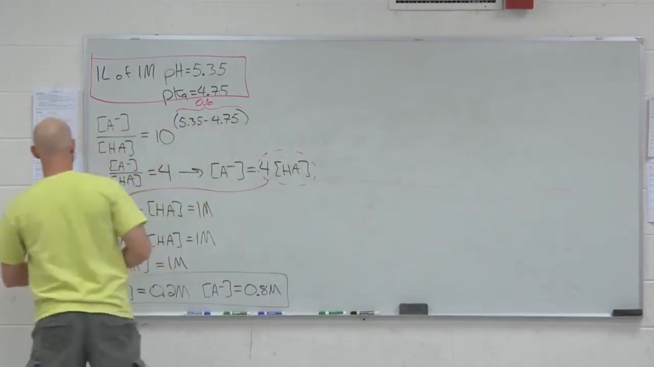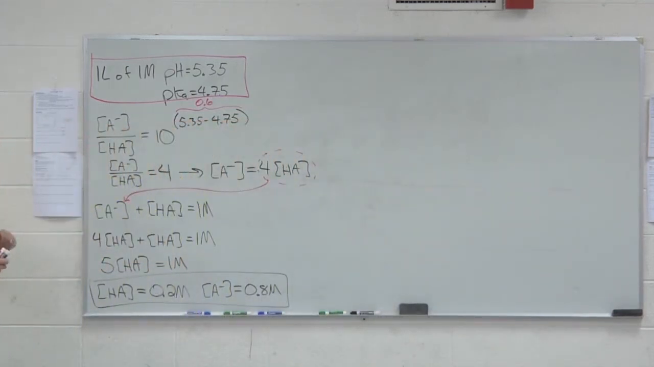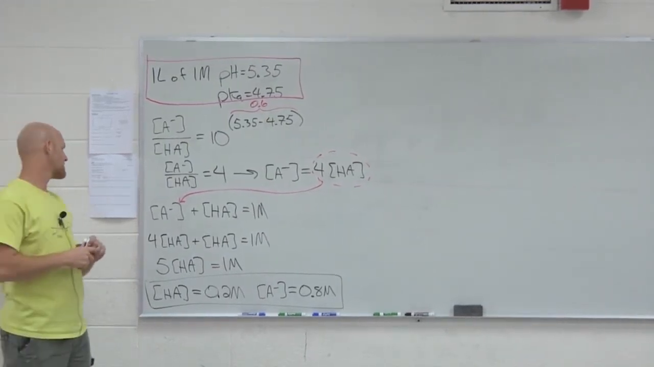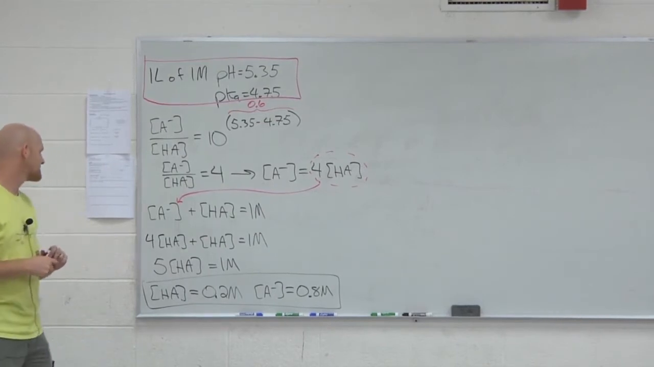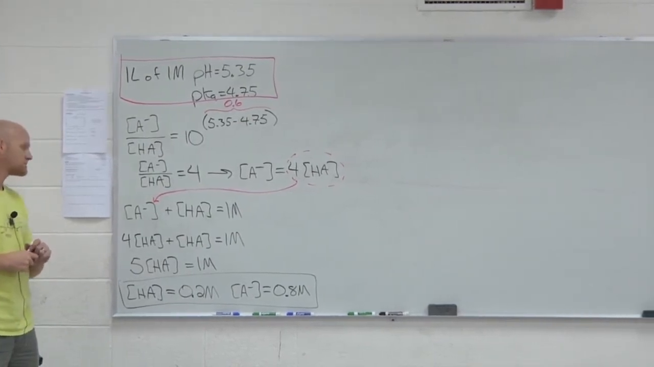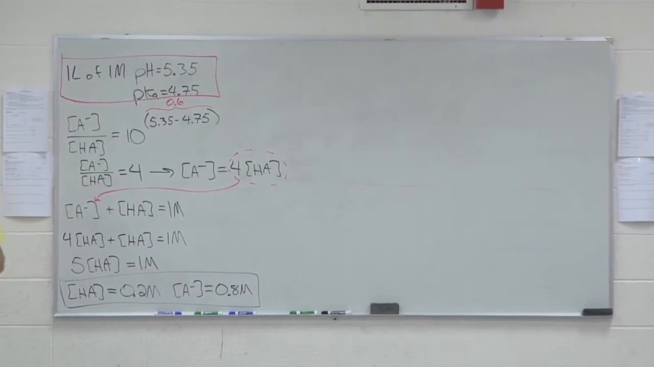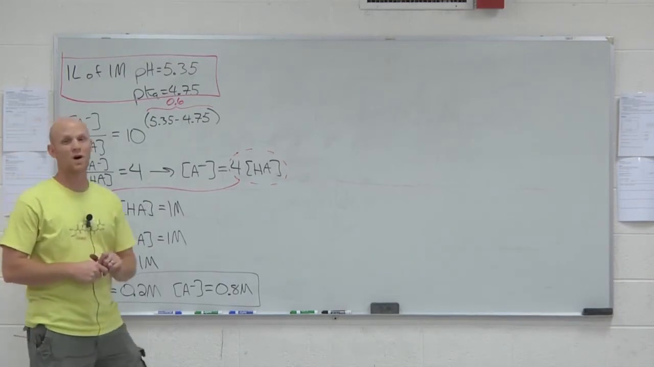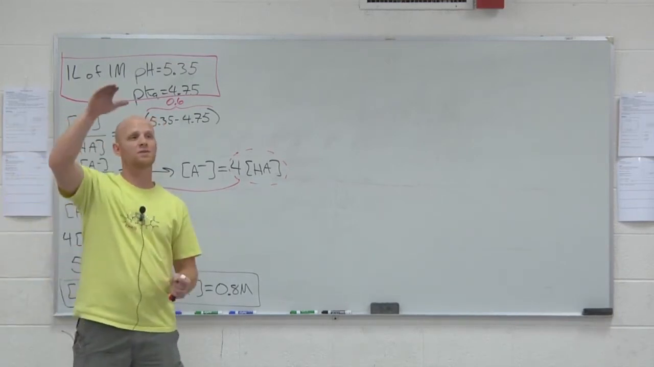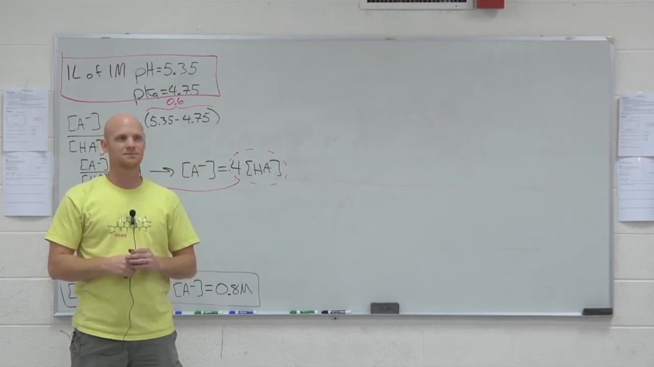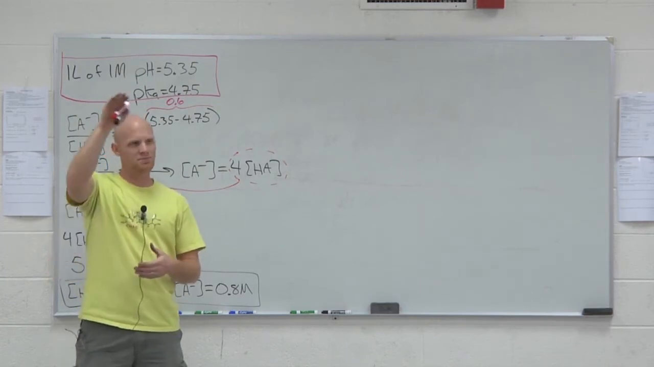The last question on that second page says, how much would the pH change if we added 10 milliliters of 1 molar HCl to the above acetate buffer at pH 5.35? So 10 milliliters of HCl. If you added 10 milliliters of 1 molar HCl to a liter of water, the pH would go down from 7 to like 2. So it'd be a huge pH drop.